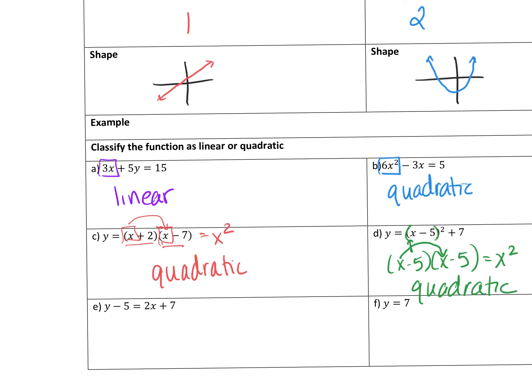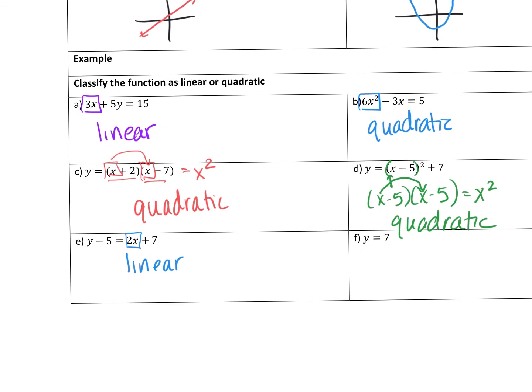Here, focus on just the x, even though you have all these different terms over here. We focus on just the x term. It's a single x. There's no other x's here. So this is linear. And this last one is a special case. When y equals 7, you might need to graph it to look at it, but when y equals 7, it looks something like this, and we can see that it's a line, so this will also be linear.